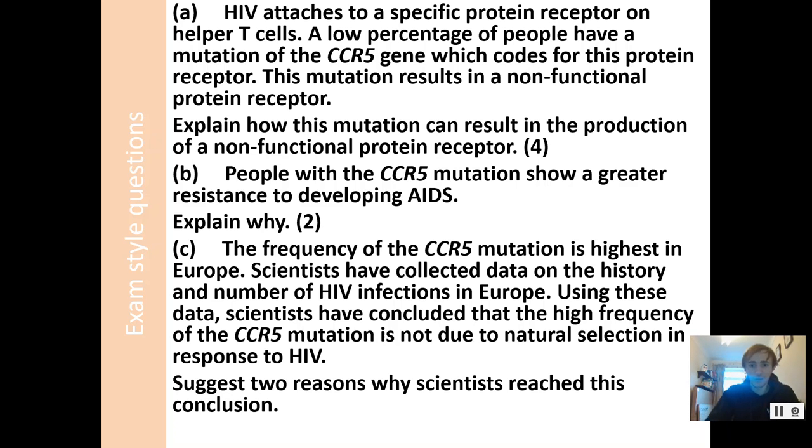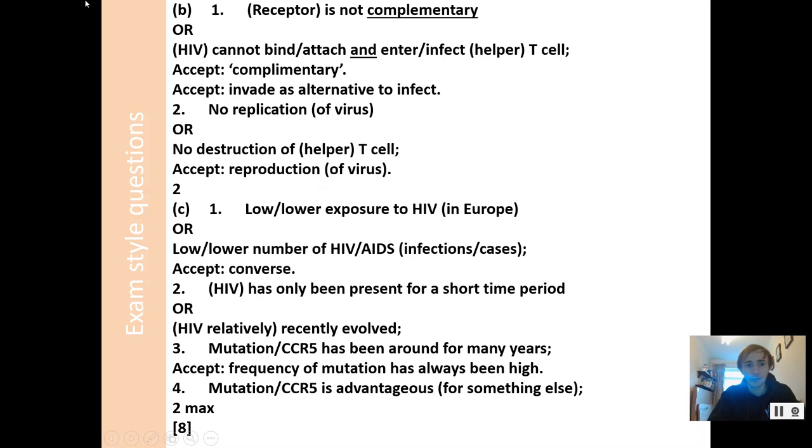People with CCR5 show a greater resistance to developing AIDS. Explain why. Well, this is all from what you should have done on AIDS earlier in the year. And we're looking at the receptor not being complementary to the HIV, and therefore the virus not being able to replicate.